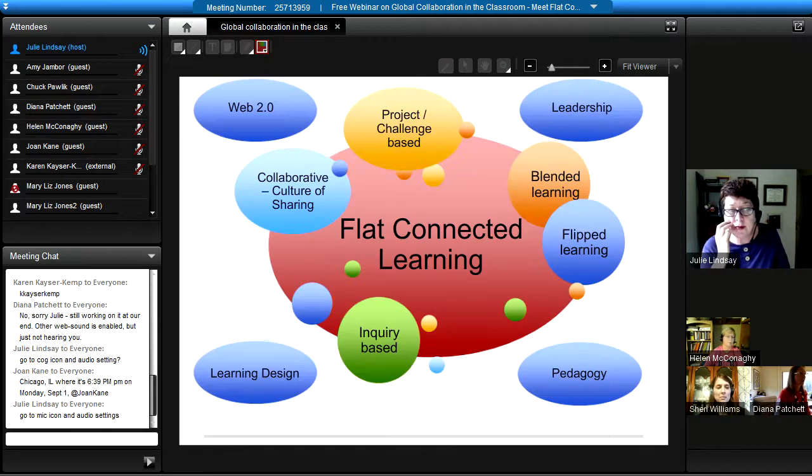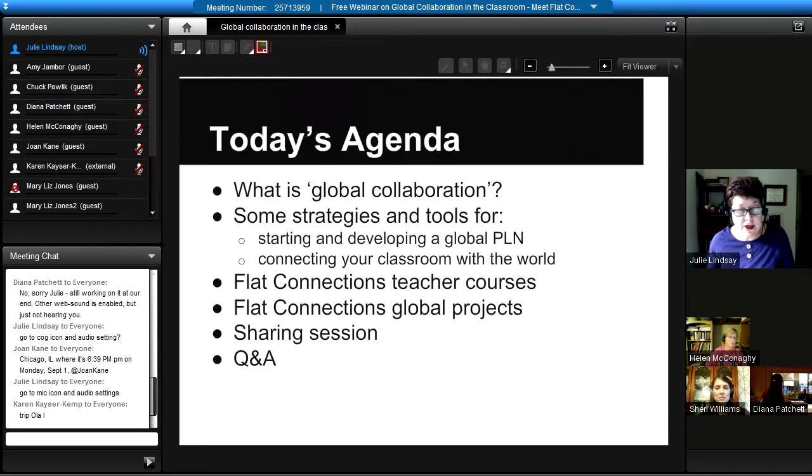So we're talking about flat connected learning. We're talking about the impact of Web 2.0. We're talking about being able to design learning experiences. Flat connected learning is about leadership and pedagogy, and it really includes all these other things that you may have heard of, you may be doing in your schools: project and challenge-based learning, flipped learning, inquiry-based learning, etc. So when I talk about flat connected learning and global collaboration, this is really what we're talking about.